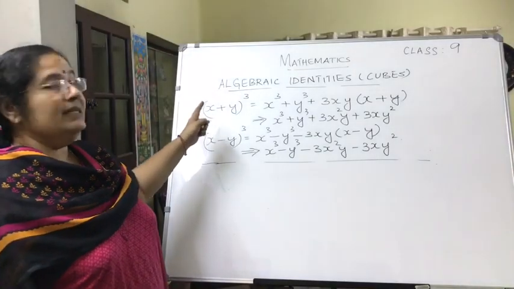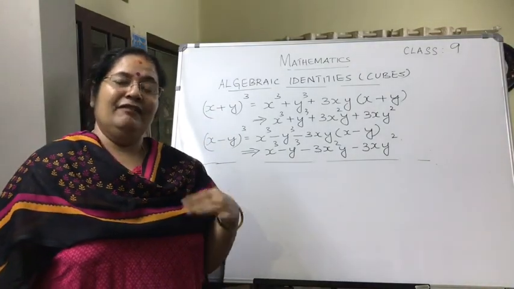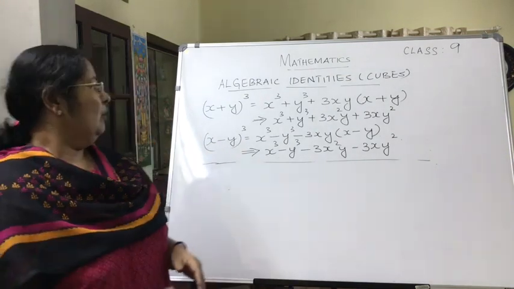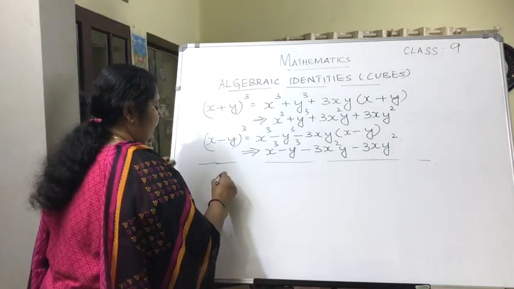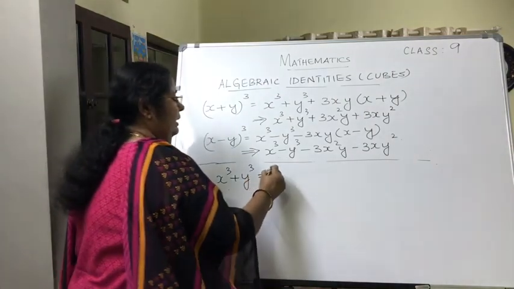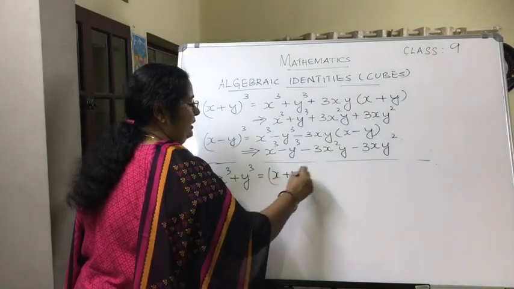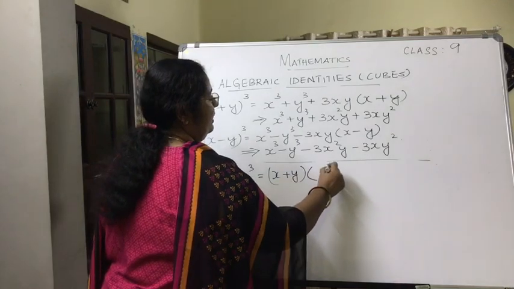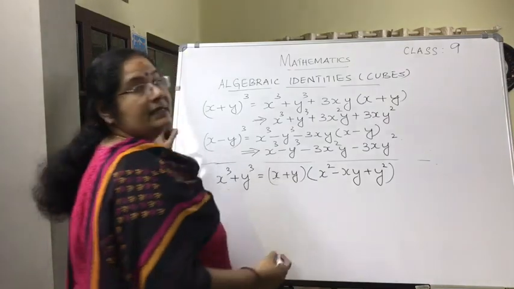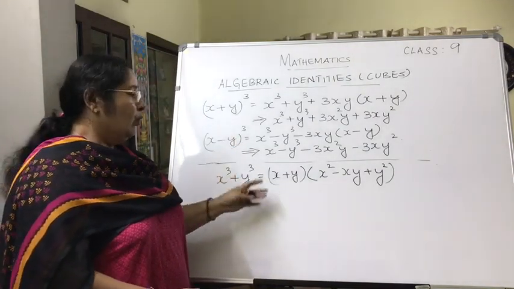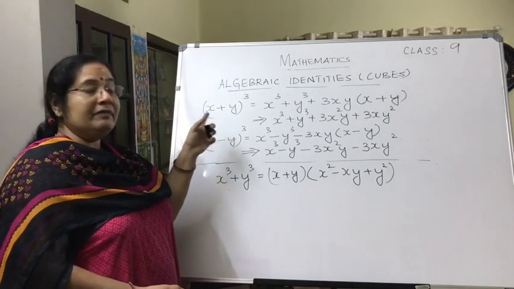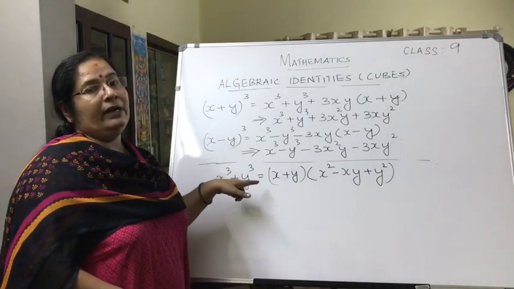Now, from these two identities, we can form two more identities. The identity is x cube plus y cube is equal to x plus y into x square minus xy plus y square. This is one identity. From the identity for x plus y the whole cube, you can get yet another identity.